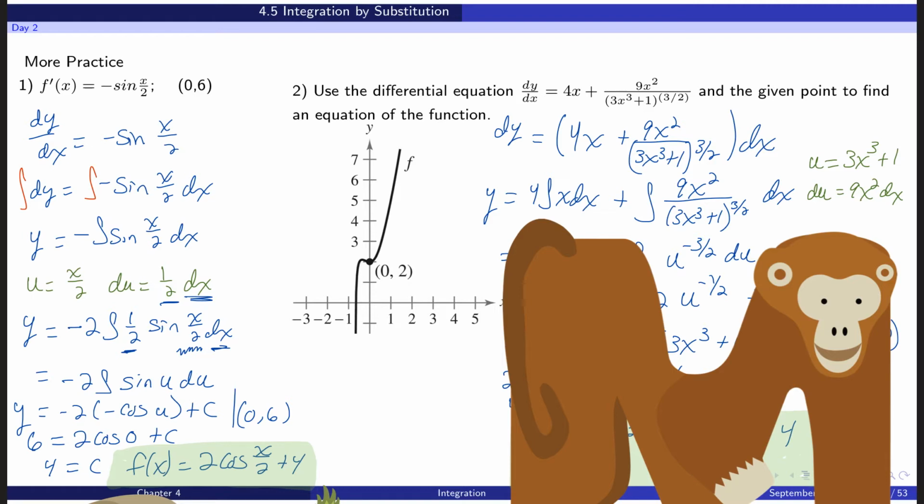The first one, the antiderivative of 4x, is very straightforward. The second one, as you can see, the u substitution is let u be all of the stuff inside of the 3/2 power. U to the 3/2, or u to the negative 3/2 when you're bringing it upstairs, isn't so bad to deal with. So u is 3x cubed plus 1.